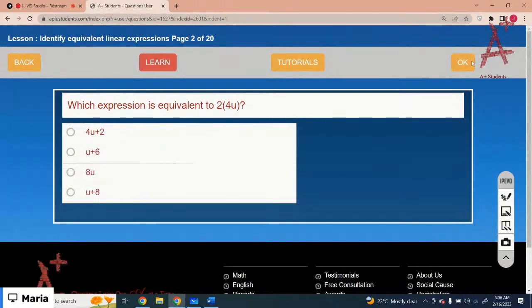Okay, the next one is 2 times 4u. So you have to multiply the number that is outside the bracket with everything that is inside the bracket. So 2 times 4 is 8. So it is 8u. So the correct option is 8u.